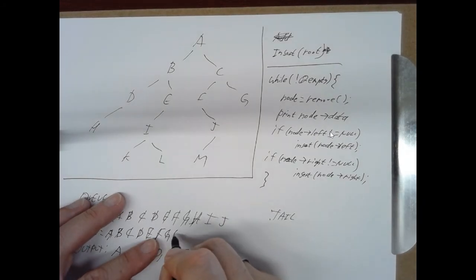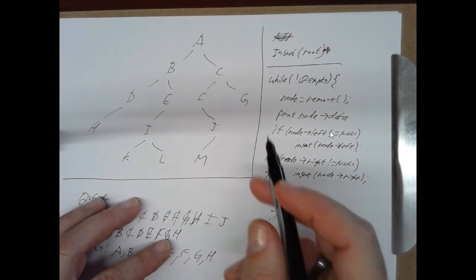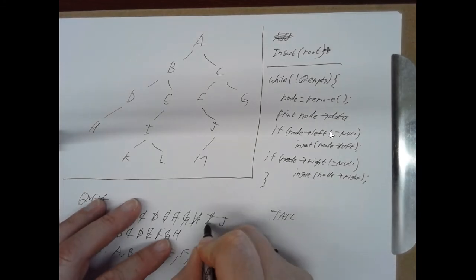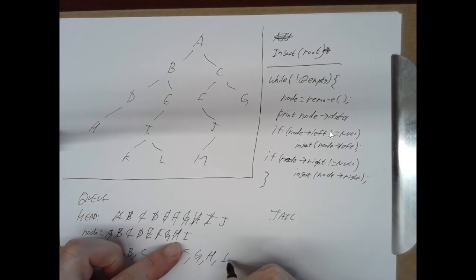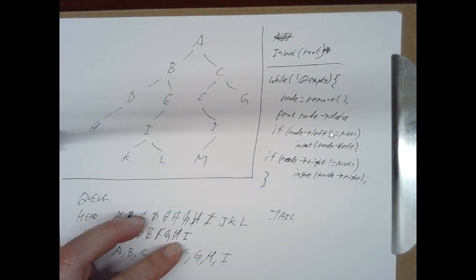Remove the H, print its value. H has no left child and no right child, so nothing gets added. Our queue is almost empty now. We remove the I. That's our node. Print its data value. Take its left child, add to the queue. Take its right child, add.